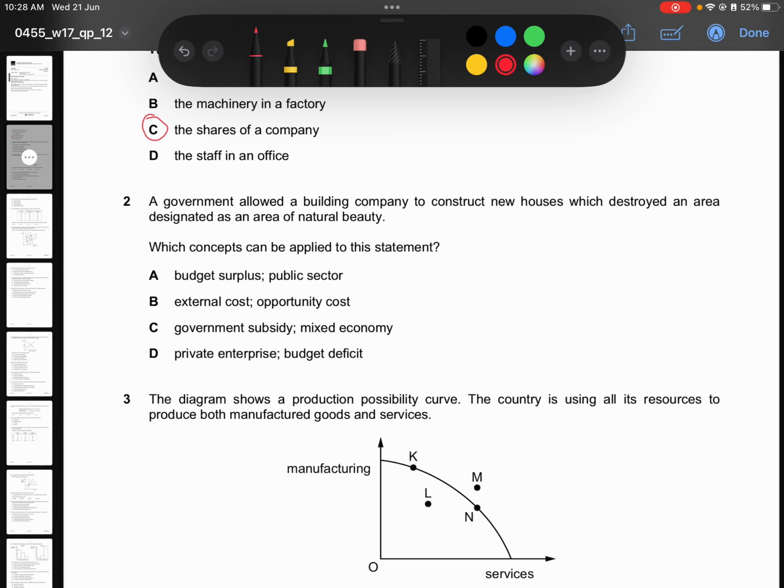A government allowed a building company to construct new houses which destroyed an area designated as an area of natural beauty. So, here you can see that the government allowed a building company to construct new houses, which led to destroying an area of natural beauty. So, what concepts can be applied? The concepts that can be applied are in option B, which is external cost. That is, when you built the new houses, the area of natural beauty was destroyed. So hence, it is an external cost as well as an opportunity cost, as the government allowed it. So government funds could be used to produce or build something else.